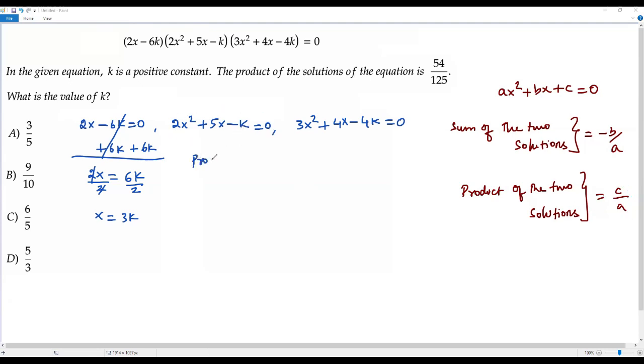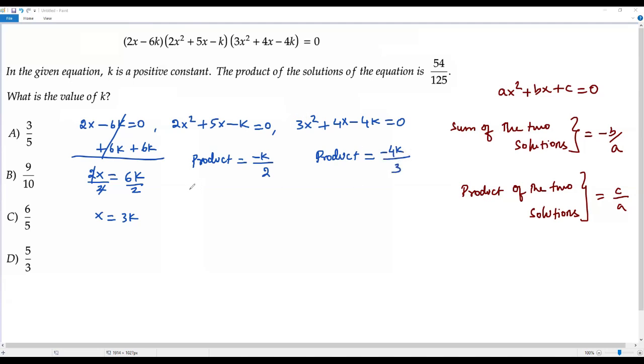So let me write the product. The product of the two solutions of this quadratic equation is equal to c over a. Instead of c, the constant, we have negative k, over the value of a, that is the coefficient of x square, which is 2. Now let me write the product of the two solutions of this equation. Here the constant term is negative 4k and the coefficient of x square is 3.